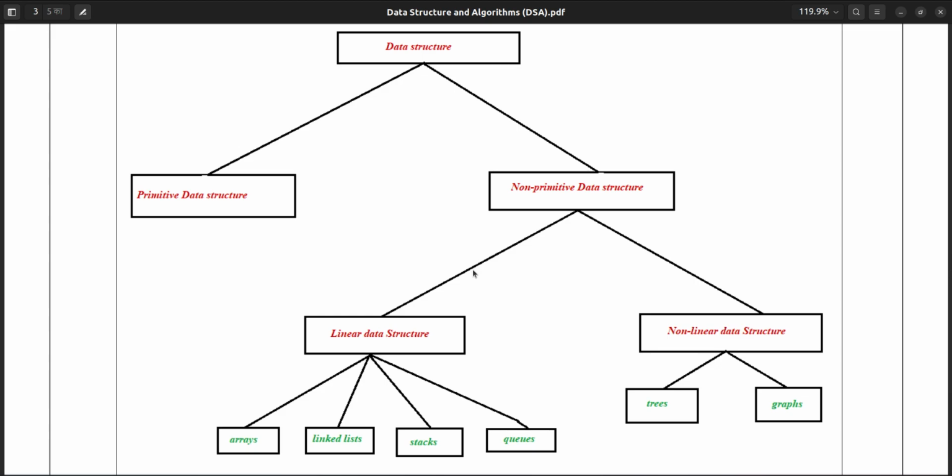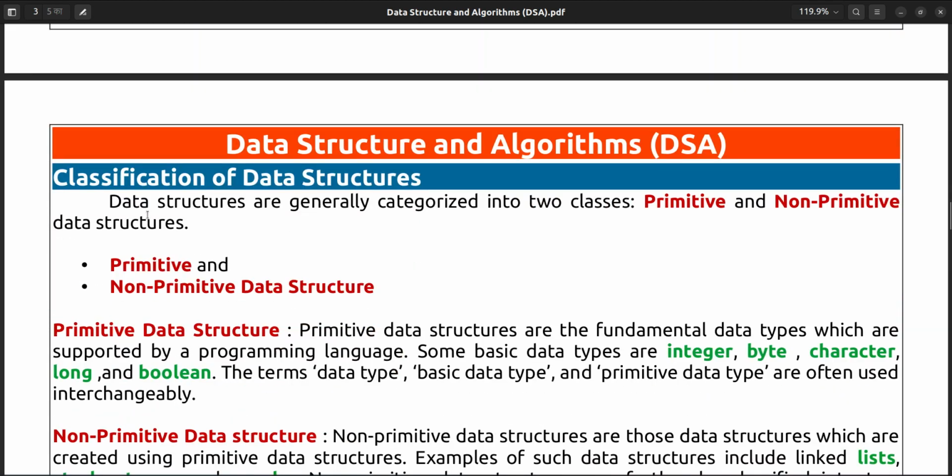Non-primitive data structure can be further classified into two categories: linear data structure and non-linear data structure. Linear data structures are array, linked list, stack, queue. Non-linear data structures are tree and graphs. So this is all about the classification of data structure.